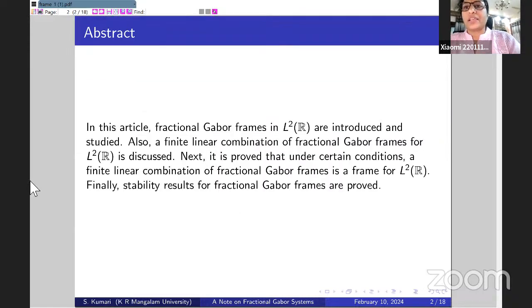Next slide, please. This is my abstract. In this article, fractional Gabor frames in L2R are introduced and studied. Also, a finite linear combination of fractional Gabor frames for L2R is discussed. Next, it is proved that under certain conditions, a finite linear combination of fractional Gabor frames is a frame for L2R, and finally, stability results for fractional Gabor frames are proved.